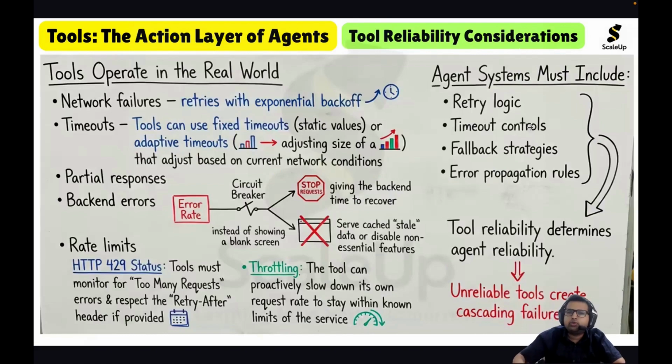We will discuss tool reliability considerations. So see, tools operate in the real world.